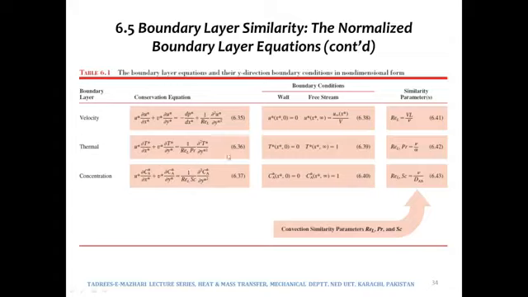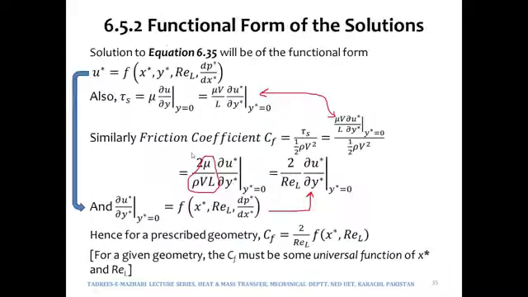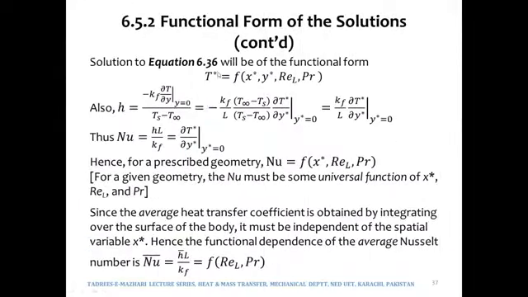So what form will its solution have? Its solution will give us T star as a function of x star, y star, Reynolds number and Prandtl number. So this is what we will see written over here, that the solution to that equation 636 will be of this form: T star as a function of x star, y star, Reynolds number and Prandtl number. Also, h is this thing, right?